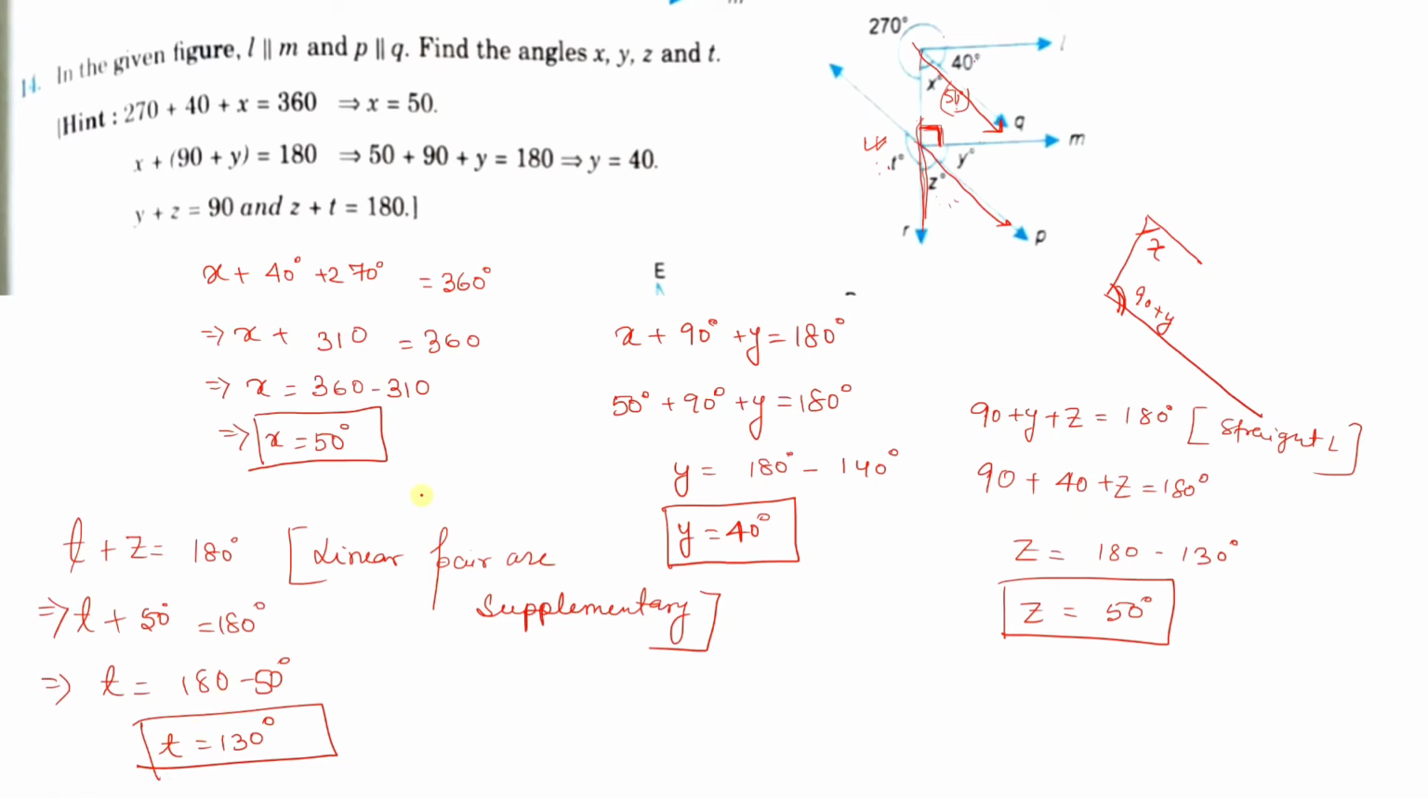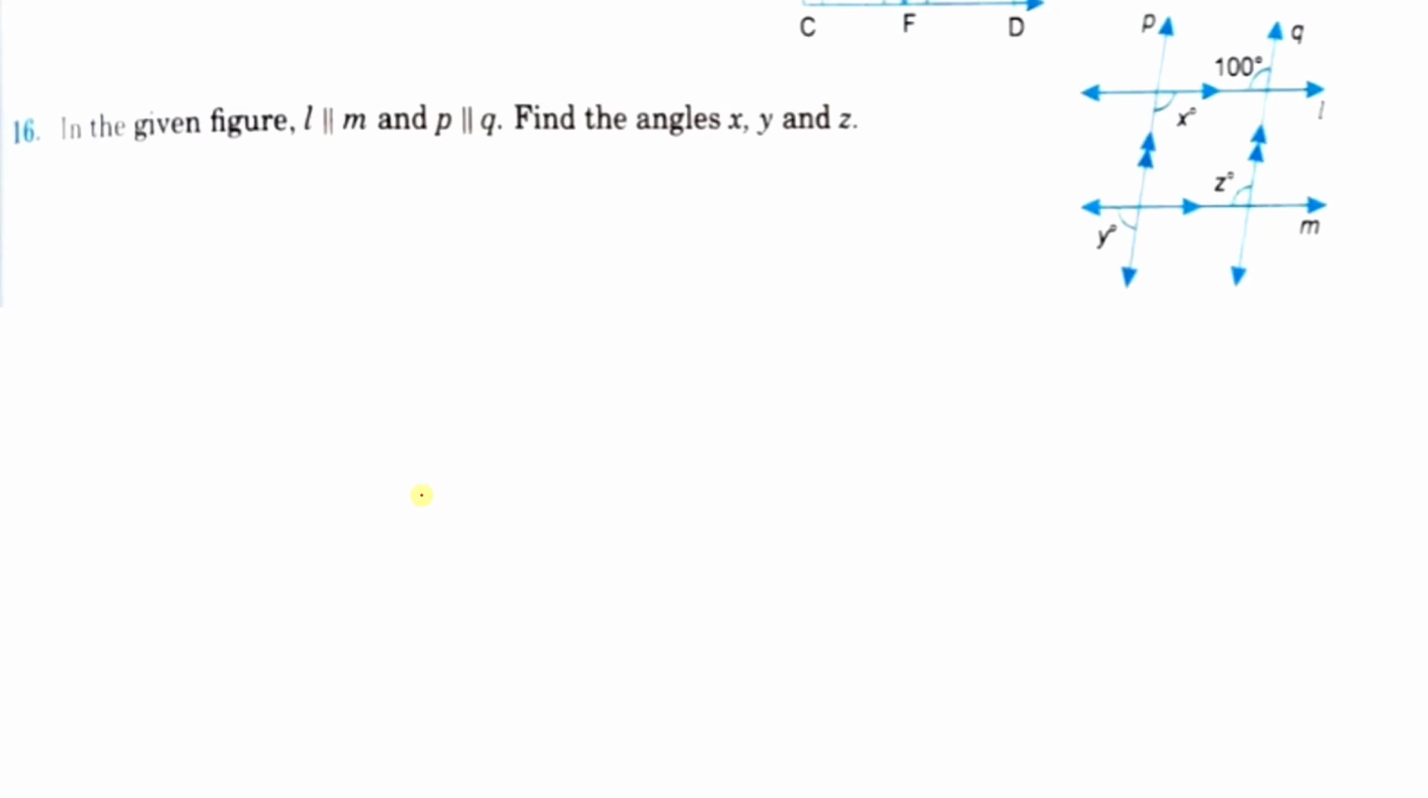Okay, let us move to the next one, that is number 16. Here also you have to find the 3 unknown angles, that is x, y and z. At first sight only I found out the structure like this, a z-like structure. So 100 will be equal to x, means x equals 100 degree. This one is x, okay, x equals 100 degree, interior alternate angles.